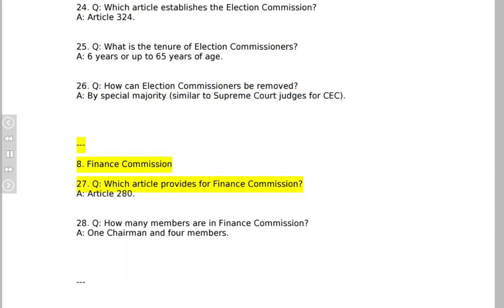8. Finance Commission. 27. Q. Which article provides for Finance Commission? A. Article 280. 28. Q. How many members are in Finance Commission? A. 1 chairman and 4 members.